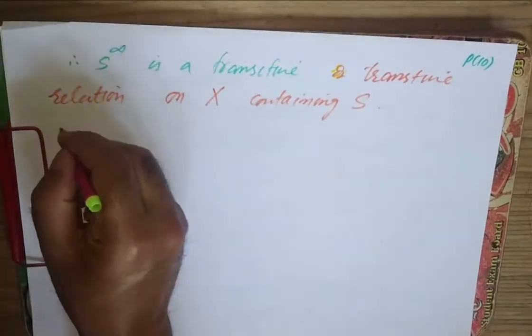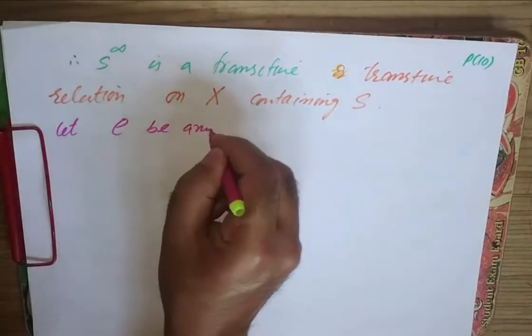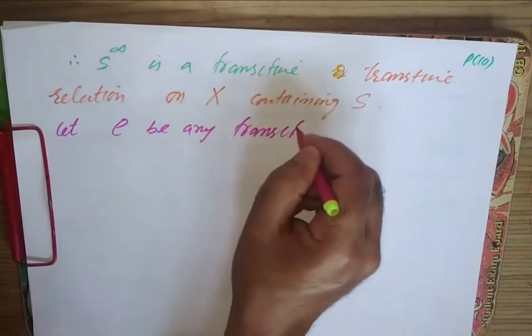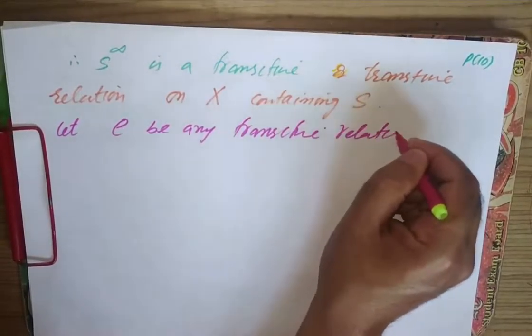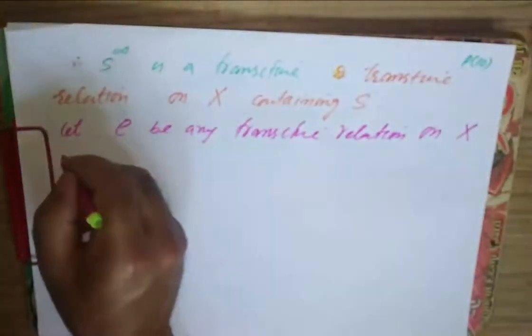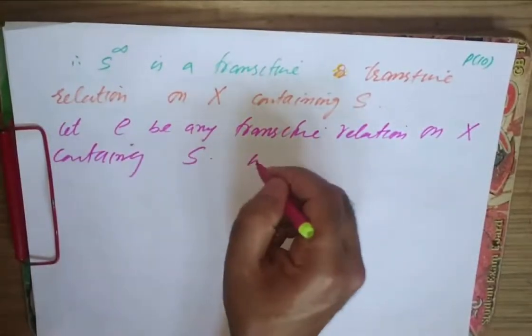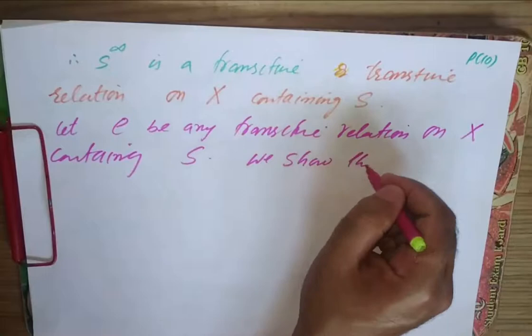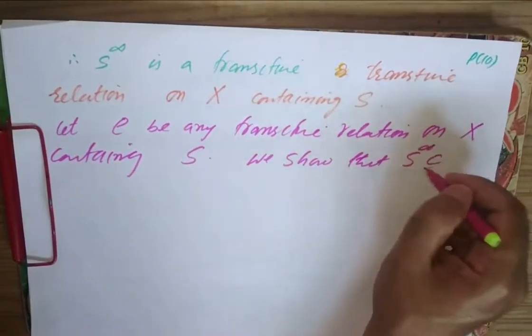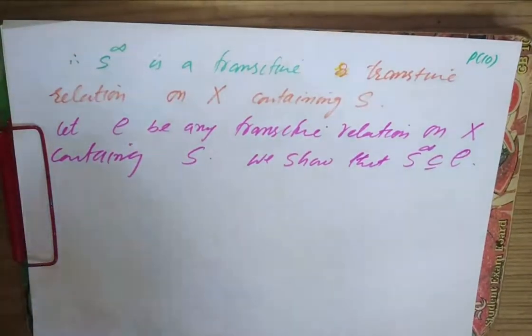So let rho be any transitive relation on X containing S. We show that S infinity is a subset of rho. So we need to show that S infinity is the smallest one, so it's contained in every transitive relation containing S.